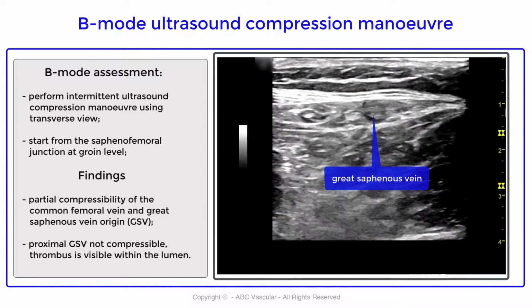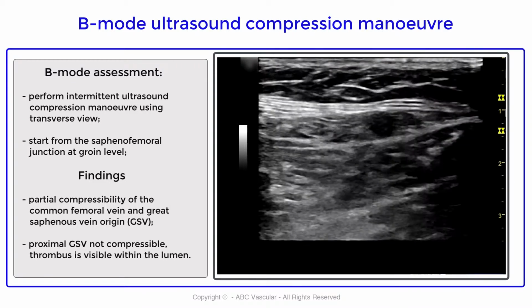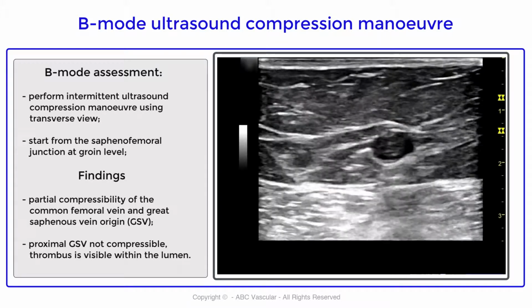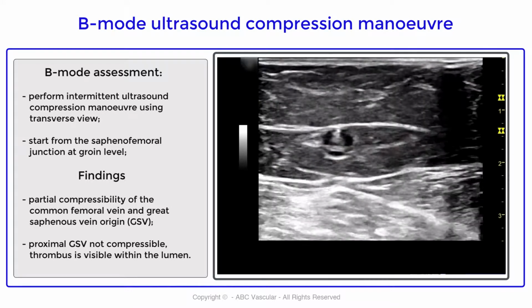The great saphenous vein is not compressible when applying gentle pressure over the transducer. This is due to the presence of an obstructive thrombus, which is visible on the B-mode imaging.